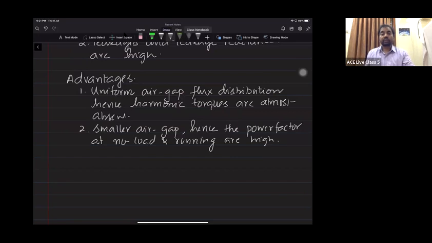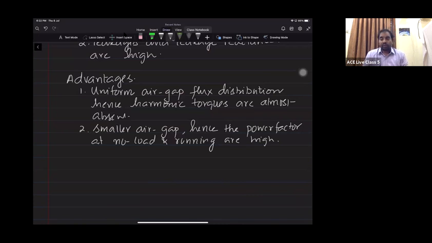Are high. So this is something about your flows. Can I say, on one side of the coin, the drawbacks? What are those drawbacks? The winding procedure is complicated, and the leakages are very high. On the other side, the flux distribution will be uniform, no harmonic torque, the air gap is very small, and very good power factor, right? Is it clear? Confirm.